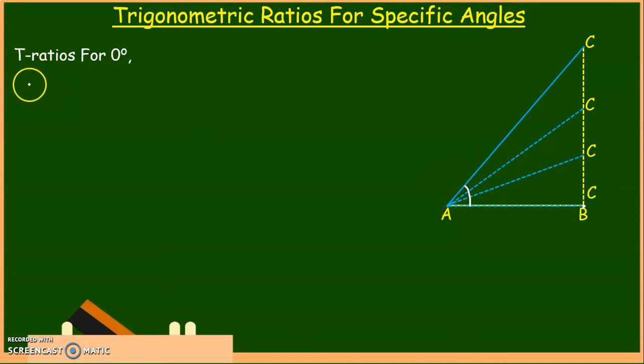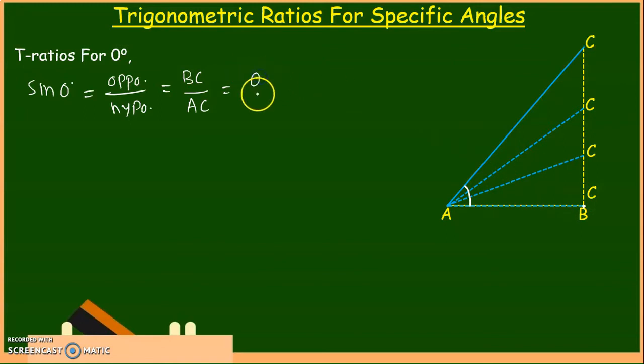Now, if you want to find out the value of sine 0 degrees, sine 0 is opposite side divided by hypotenuse. The opposite side is BC and the hypotenuse is AC. The opposite side BC is equal to 0, and 0 divided by anything will be 0 only. Here AC will not be equal to 0, so 0 divided by AC will be 0.